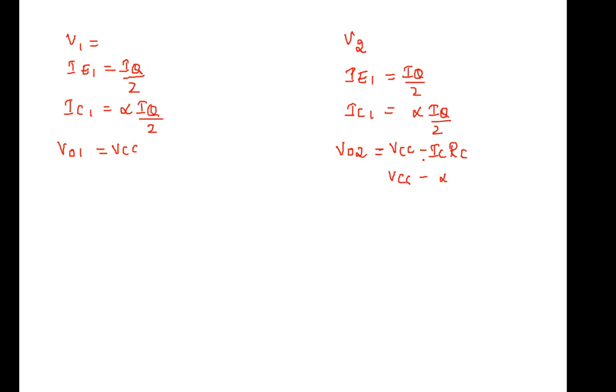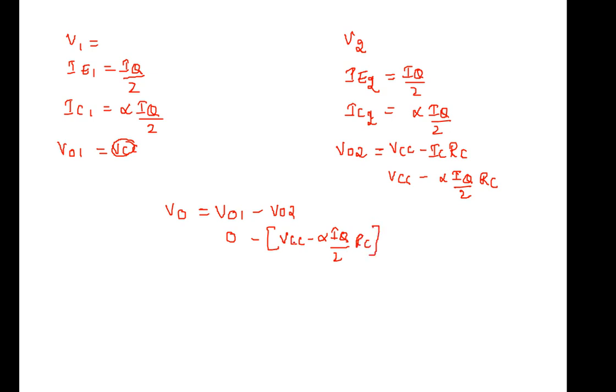VCC minus alpha, this is IC2, IE2, alpha IQ by 2 into RC. So V01 is 0 because it is connected to ground. So the differential amplifier amplifies the difference between the two outputs. So V01 minus V02. As V01 is connected to ground, it is 0. So the V02 value is VCC minus alpha IQ by 2 into RC. So in this way, we have to do the analysis of each and every stage.